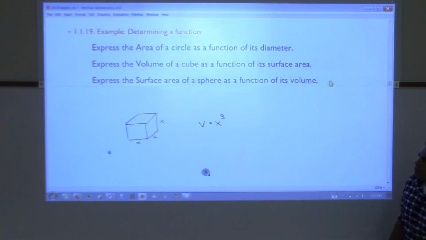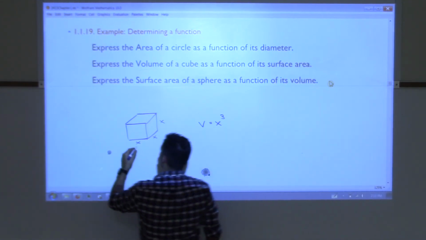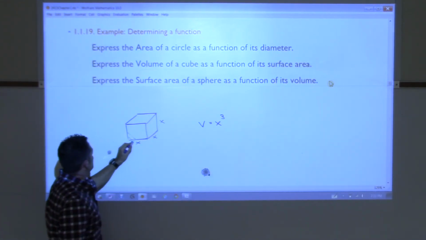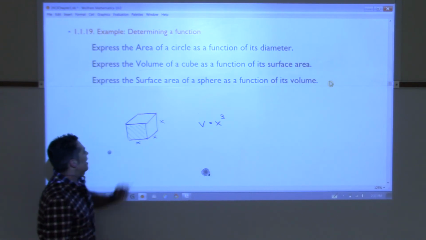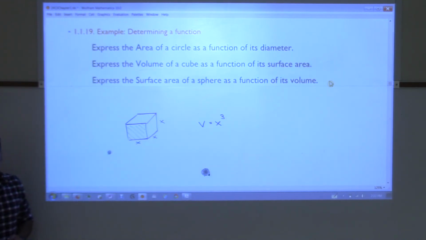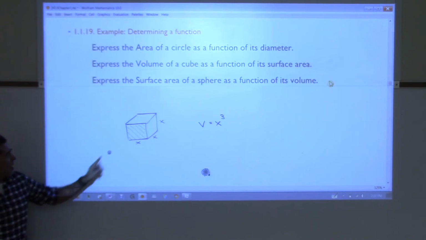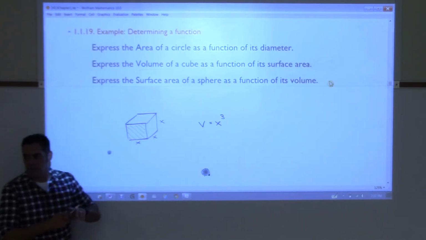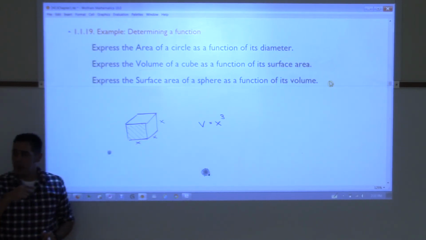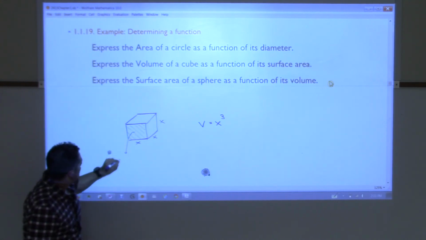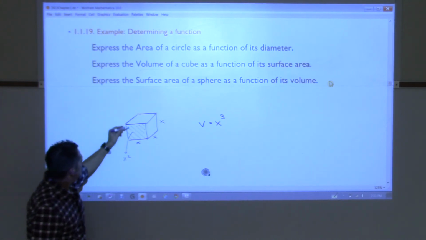So surface area would mean the area of the outside, right? So what would be the area of that right there? X squared, right? This times this. That flat surface would be x squared. That'd be the area of that. So the area of that is x squared. And so is this one, right?